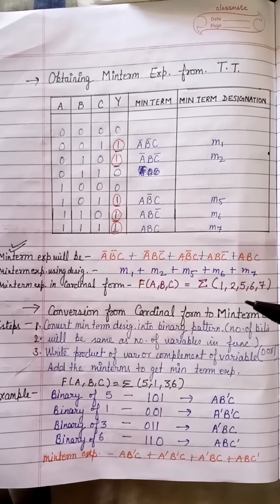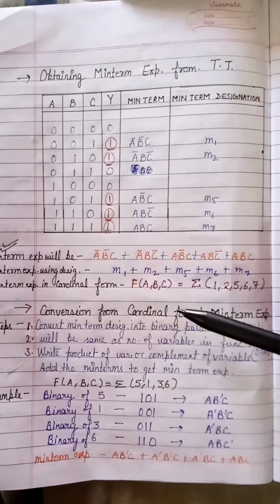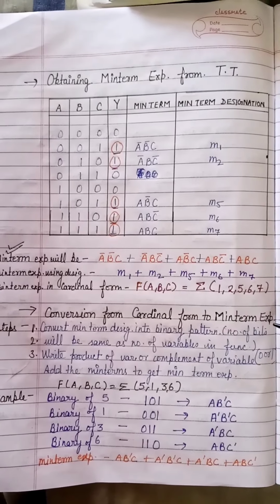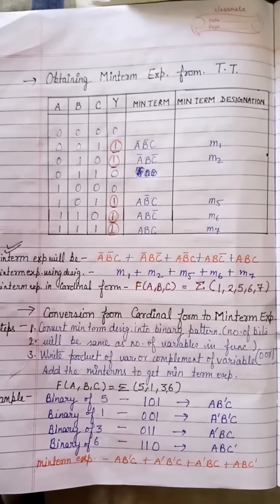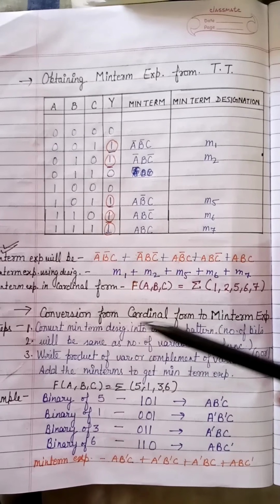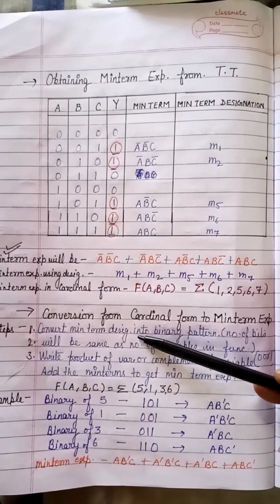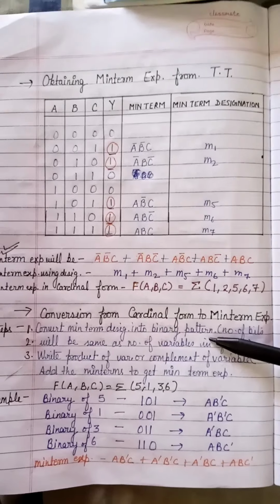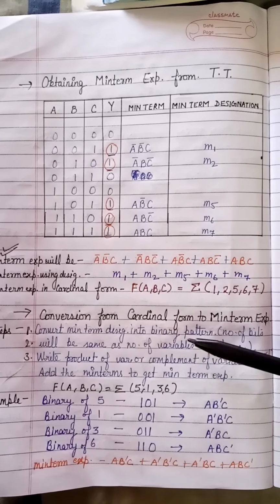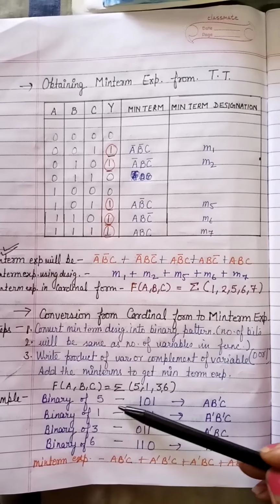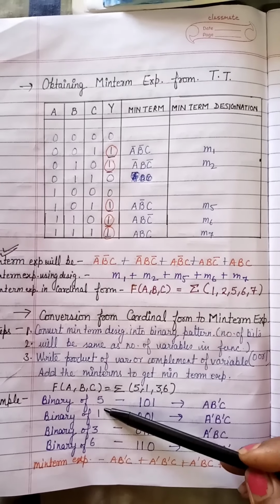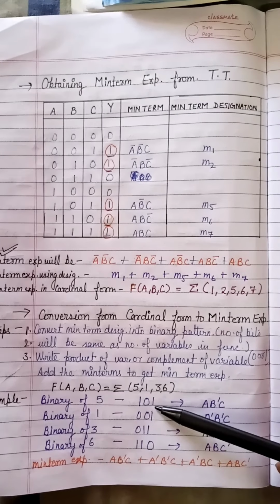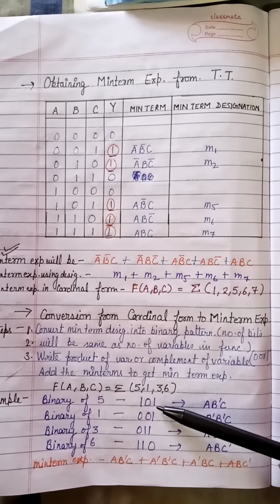Now how to convert from cardinal form to minterm expression? There are three steps. Convert minterm designation into binary pattern. You need to convert the minterm designation into binary pattern like this. Designation is 5, you will be converting that into binary pattern.